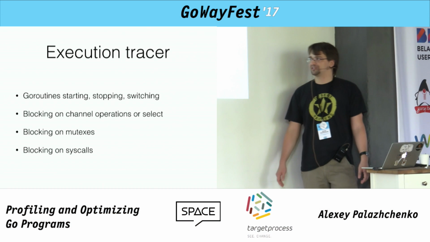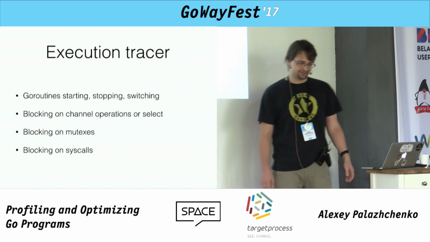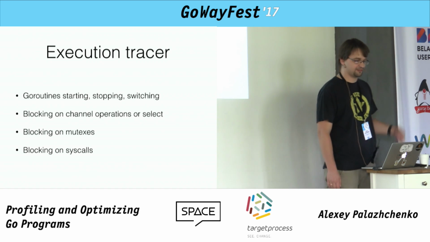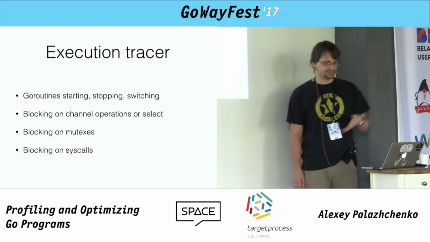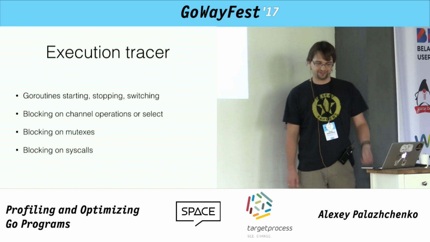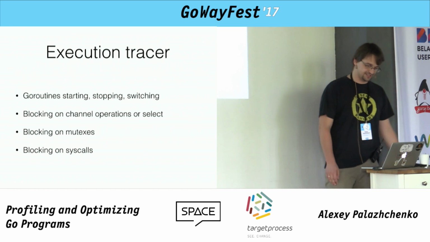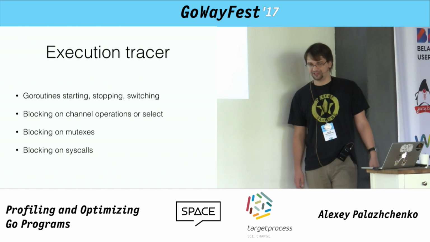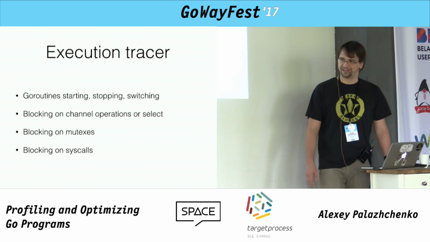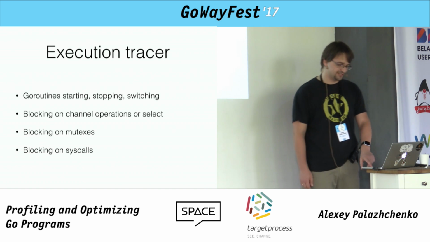What's next? Yeah, Ivan already mentioned the execution tracer. So the execution tracer records all the events you have: goroutine starting, stopping, switching, blocking on anything, blocking on select, waiting for some condition. Unfortunately, it doesn't include yet blocking on sending and receiving from a channel. But you can apply a patch, and you will get that too.